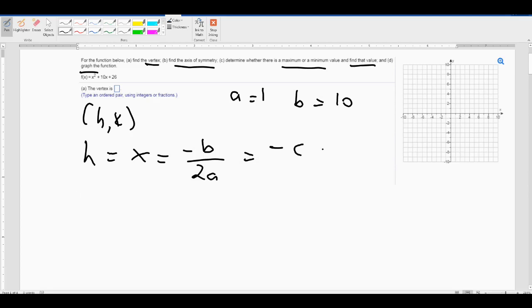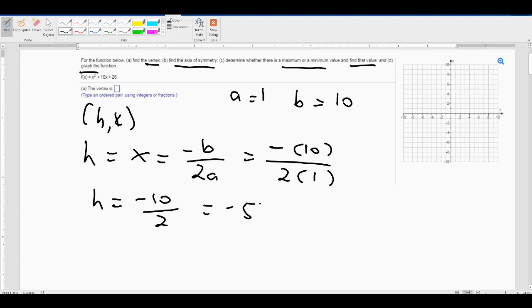Watch what I do. I rewrite the formula using parentheses. Then b is 10, and a is 1. So now when we simplify that, 2 times 1 is 2, and we get an h value, or an x value, of negative 5. Keep in mind that is an x.